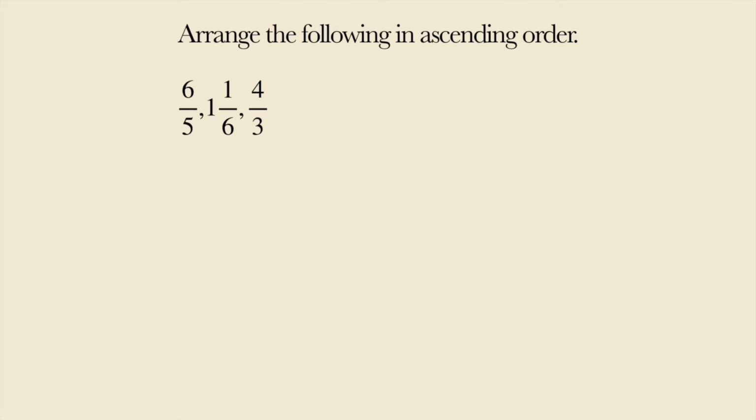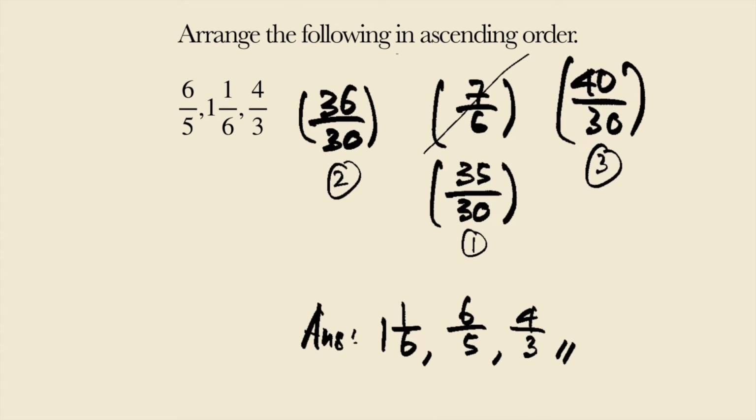Arrange the following in ascending order, which means we want the smallest fraction first. Well, I have an improper fraction here, a mixed number, and another improper fraction here. The first step will therefore be to convert each of them. What I did here was to look at the denominators 5, 6, and 3 and turn them all to the same denominator, 30. Not just that, I converted them all to improper fractions.